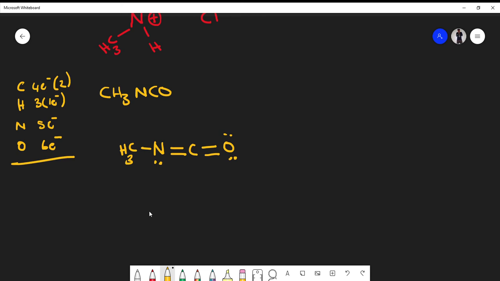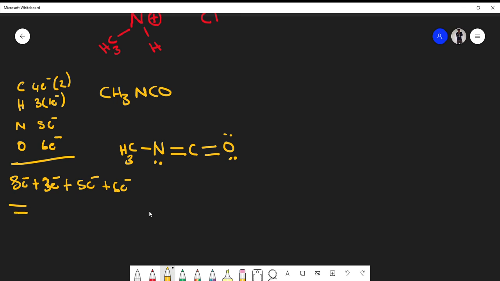So if you're not comfortable getting the Lewis structure without calculating, you could just try to make sure that you're actually right. And so these numbers that we calculate should equal the total number of electrons we've placed in our formula. So 2 times 4 would become 8 electrons for carbon, plus 3 times 1 is 3 electrons for hydrogen, plus we have 5 electrons for nitrogen, plus 6 electrons for oxygen.